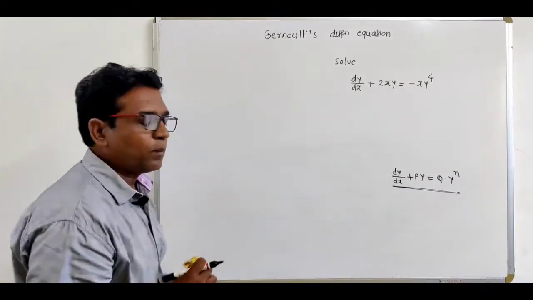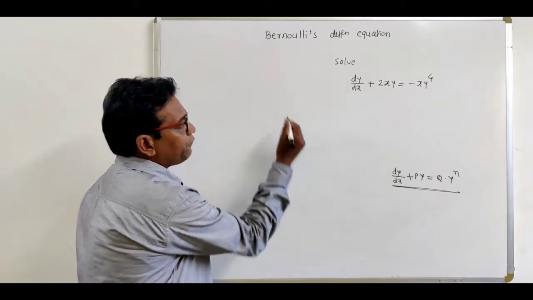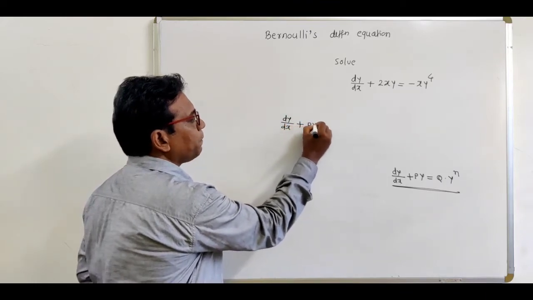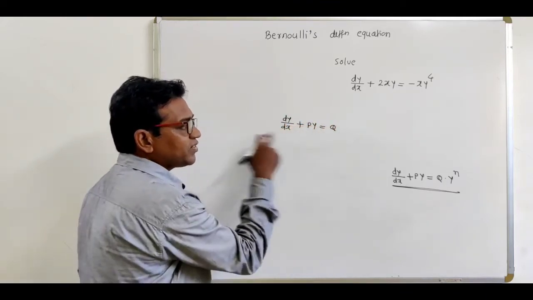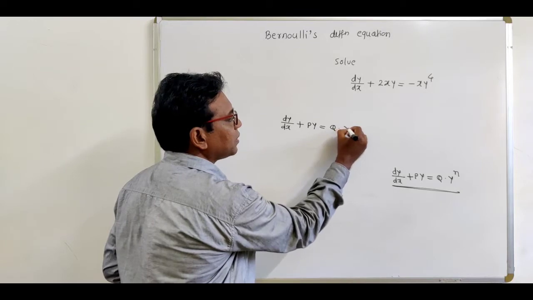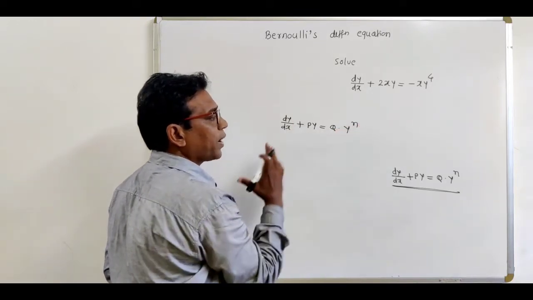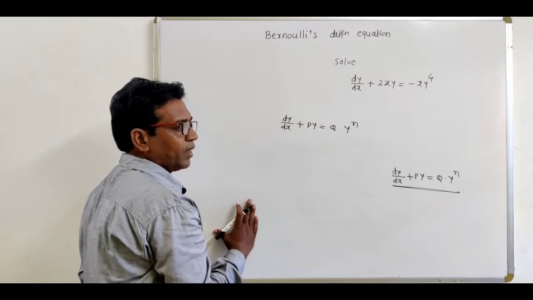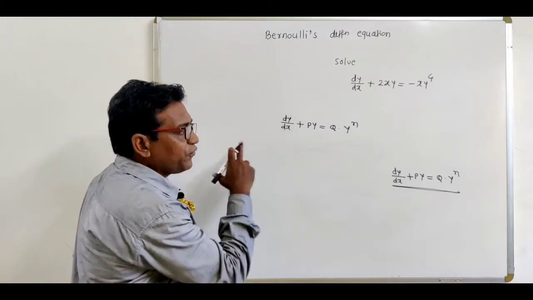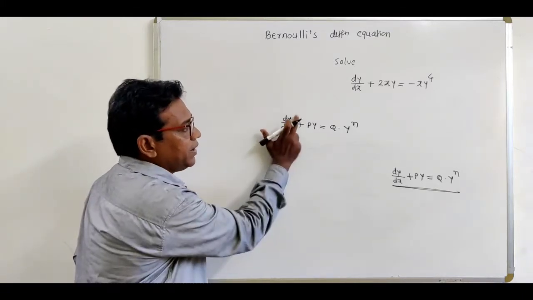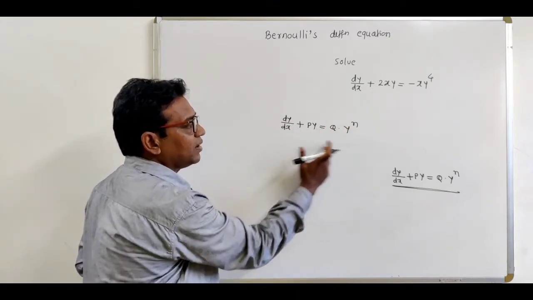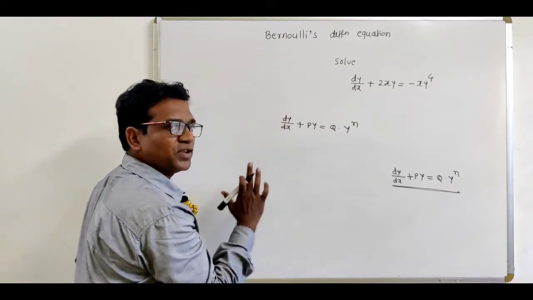See, what is the definition of Bernoulli's differential equation? A differential equation of the form dy by dx plus py is equal to q, this is a linear differential equation. Just multiply the right hand side by a term of y. This is called a Bernoulli's differential equation. So first of all, remember the definition: a differential equation of the form dy by dx plus py is equal to q into y raised to n is called a Bernoulli's differential equation.